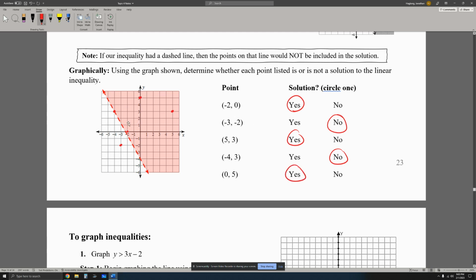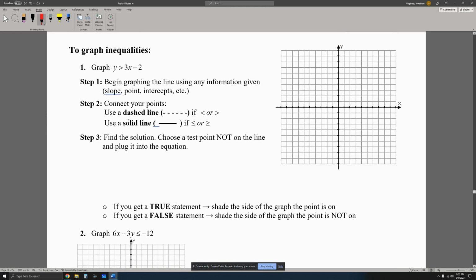All right, so let's go ahead and graph some inequalities. Here, let's graph y is greater than 3x minus 2. Step 1 is to just graph the line just like it's an equation. So using slope-intercept form, if it's in standard form, use those x and y intercepts. If it's in point-slope form, use that slope and that point. Well, I notice that this is in slope-intercept form, where the slope is equal to 3 and the y-intercept is equal to negative 2.